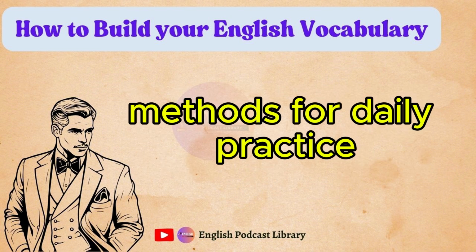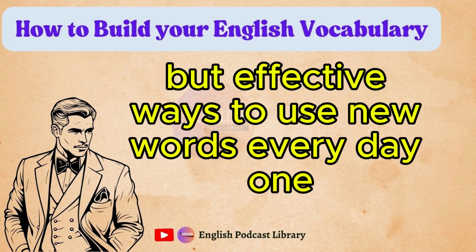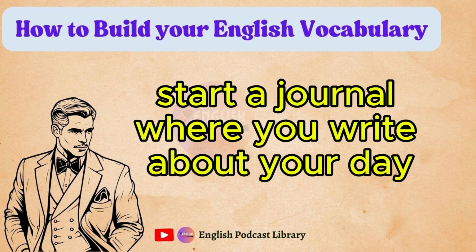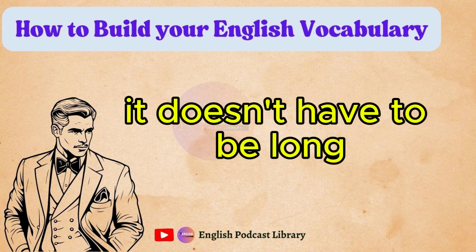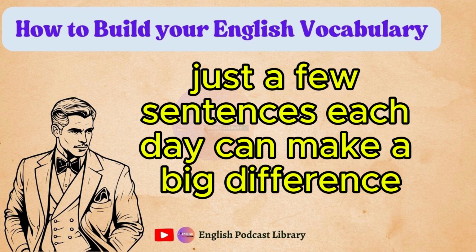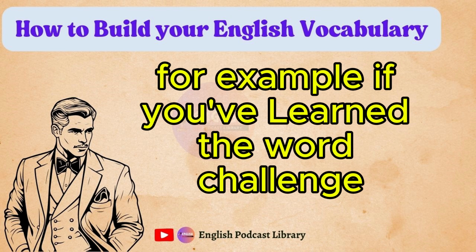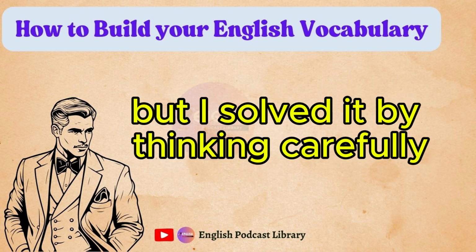Methods for daily practice. Here are a few simple but effective ways to use new words every day. 1. Journaling. Start a journal where you write about your day, thoughts, or plans using new words you've learned. It doesn't have to be long. Just a few sentences each day can make a big difference. For example, if you've learned the word challenge, you could write, "Today, I faced a challenge at work, but I solved it by thinking carefully."